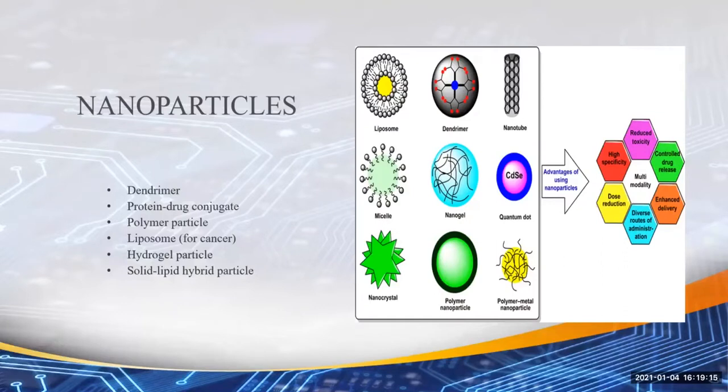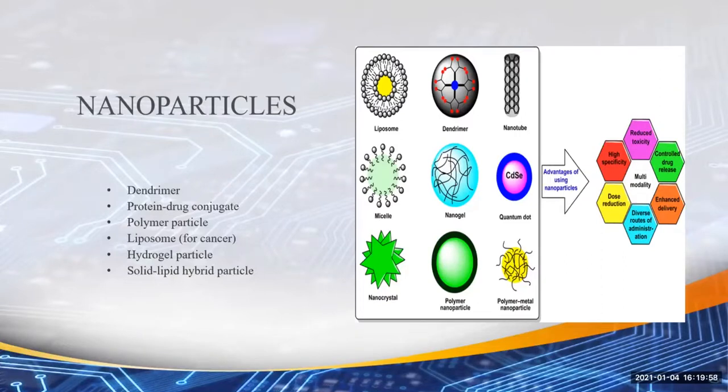Before learning about nanomedicine, we need to learn about nanoparticles because they are really essential for us. First is the dendrimer. The second is protein drug conjugates, then polymer particle, liposome, hydrogel particle, and solid lipid hybrid particle. I want to mention dendrimer because dendrimer and liposome are really useful for cancer therapy. Dendrimers can transport large amounts of drugs to a specific area, and liposomes can overcome the limitations of conventional chemotherapy by improving the stability of the drug molecules and minimizing the side effects through targeted delivery of the drug.